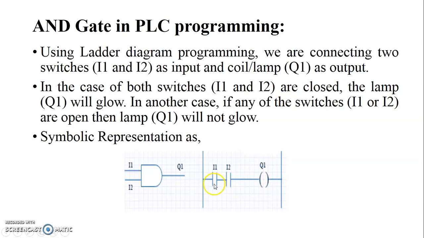When you apply 0 to I1 and 1 to I2, this will be open, so the current will not flow. Again, the output is 0. When you apply 1 to both the contacts, only then does it allow the current to pass through, and only then will we get output as 1. So this is a simple ladder diagram for the AND gate. Here we have connected the contacts in series for the AND gate.